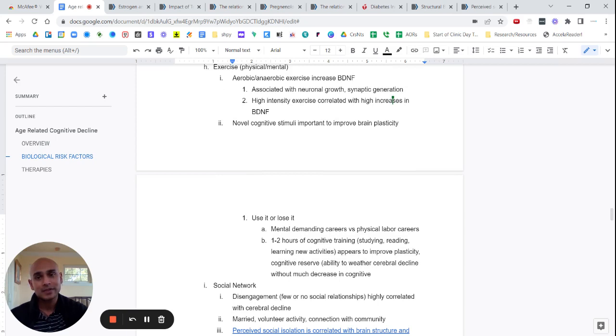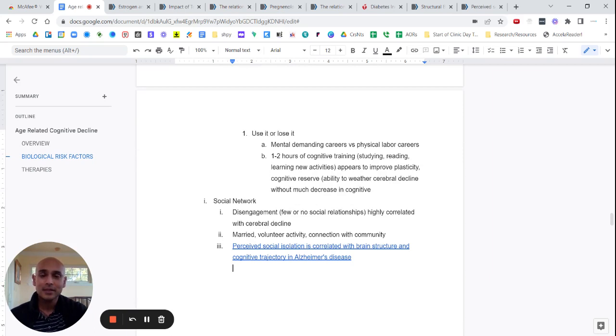And then the other part, of course, is you not only do you need physical exercise, but mental exercise. So novel cognitive stimuli. So basically learning more, reading more, engaging with the community is going to be really important to improve brain plasticity. And then finally, the last aspect, and this is something that many of us tend to overlook, is just having a good social network. Disengagement, the idea of being isolated or having social isolation, is highly correlated with cerebral decline. So being in relationships which are conducive to health, where you're actively engaging with each other, volunteering in the community, having some sort of connection with the community is really key.